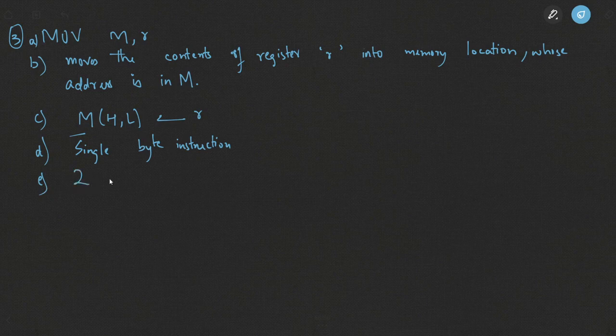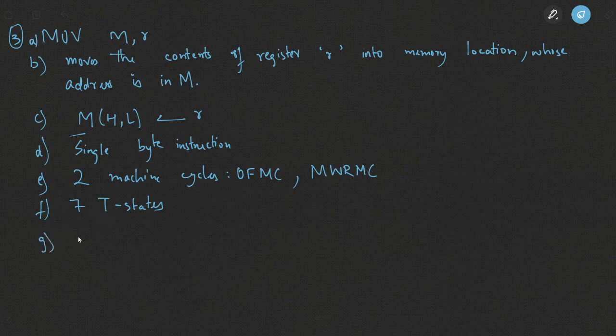E, it has 2 machine cycles. We can actually identify machine cycles. The first machine cycle is always the opcode fetch machine cycle. In this case, we are moving the contents of register R to the memory location whose address is in M. Fine. So we are actually writing onto a memory location, so a memory write machine cycle is involved here. The memory write machine cycle is again of 3 T states. Opcode fetch is of 4 T states. So the total number of T states will be 7. The execution time will again be 2.24 microseconds, that is 7 into 0.32 microseconds.